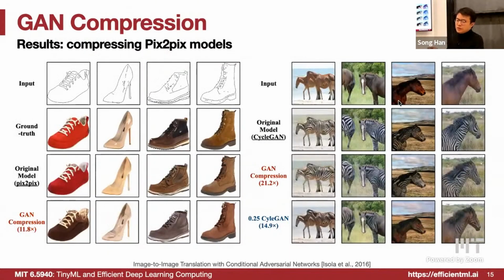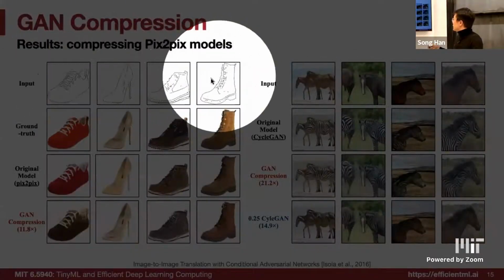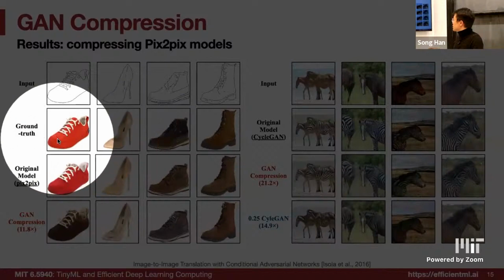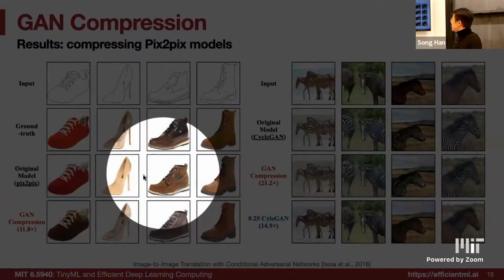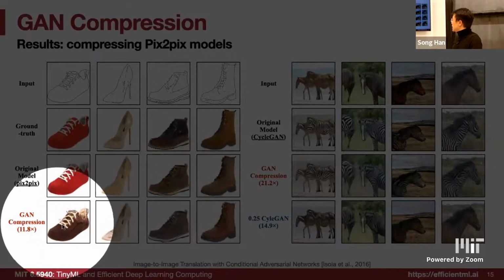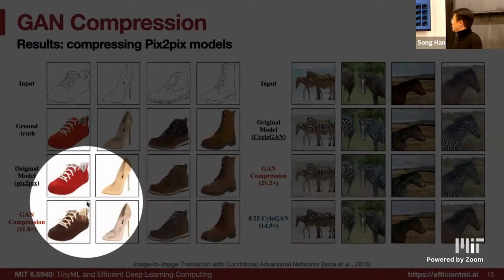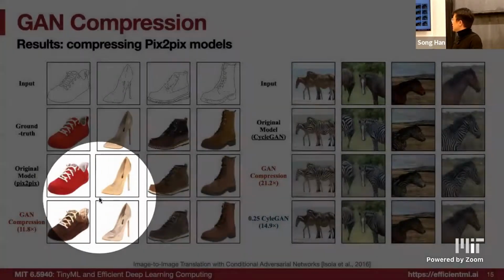So this is the result. This is the pix2pix model given the input strokes. These are the ground truth images. And this is the original pix2pix model evaluating the inputs. And this is the GAN compression, making it 11 times smaller. And the quality is quite comparable with the baseline.